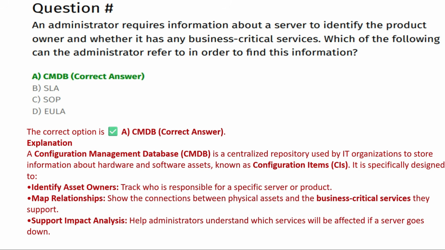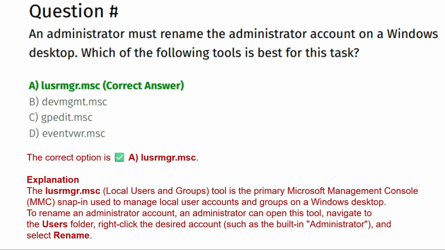So CMDB is a centralized repository used by IT organizations to store information about hardware and software assets, known as configuration items, CIs. It is specifically designed to identify asset owner, track who is responsible for a specific server or product, map relationships, show the connections between physical assets and the business critical services that they support, and support impact analysis, help administrators understand which services will be affected if a server goes down. So that's why the correct answer for this question is option A, CMDB. So let's move to the next question.